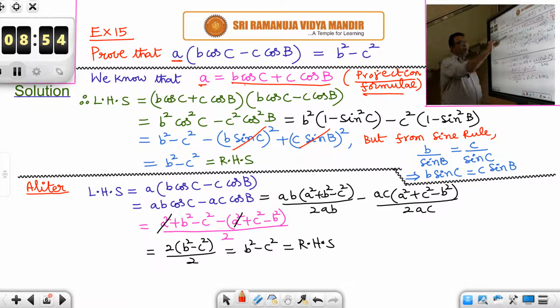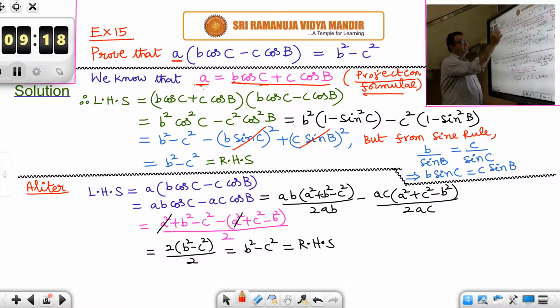Small b is equal to what? b means remaining letters, c and a. c cos A plus a cos C. Similarly, small c is equal to a cos B plus b cos A. One letter a here, other 2 letters b and c on the other side. b cos C plus c cos B. So these are called projection formulae.